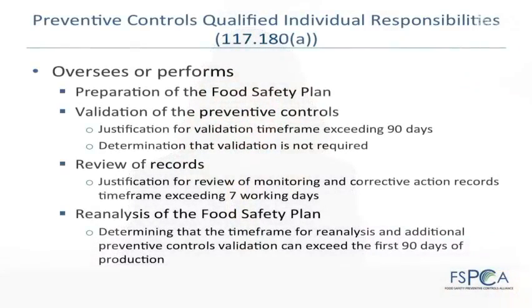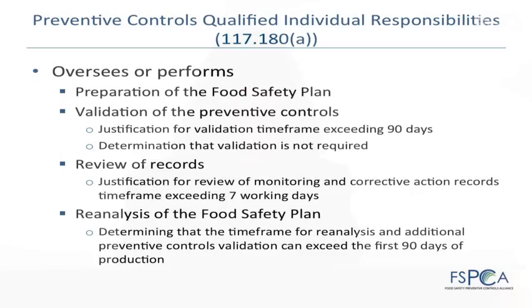So this slide shows the requirements for a preventive controls qualified individual. A preventive controls qualified individual is required to, among other things, develop or oversee the preparation of the food safety plan, the validation of preventive controls, the review of records, and a reanalysis of the food safety plan. Additional tasks that must be performed or overseen by the preventive controls qualified individual involve written justification in situations where the expected time frames for certain activities are not met.